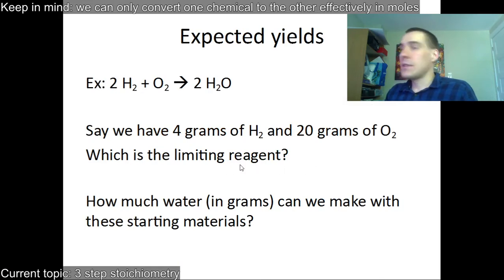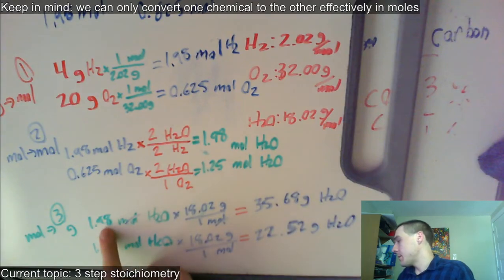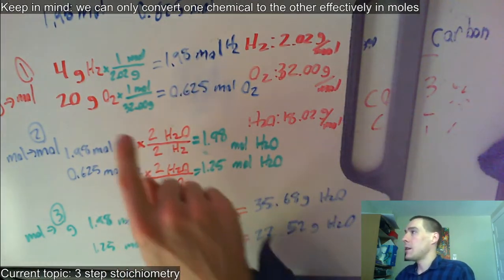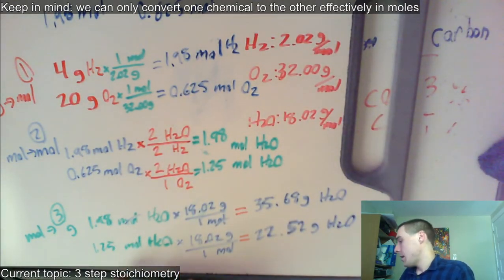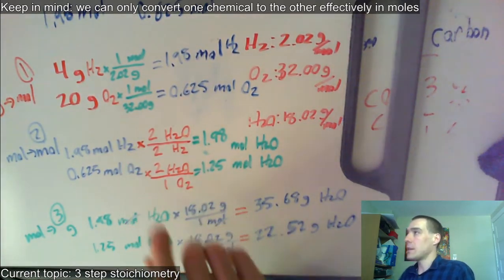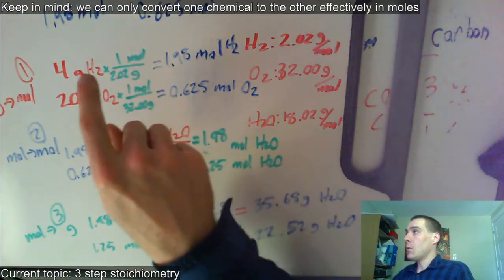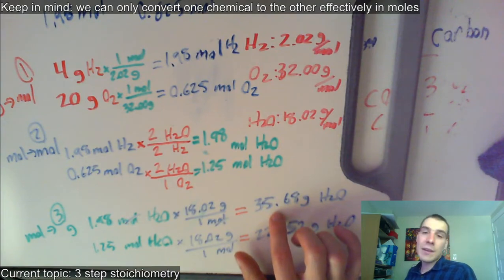And we can figure out which is the limiting reagent now. When we look at this, this one, the 1.98, came from the hydrogen. This one, the 1.25, came from the oxygen. Hence, the oxygen is limiting how much water we can make. The 20 grams of oxygen only makes 22.52 grams of H2O. Meanwhile, the 4 grams of hydrogen can actually make, if we had enough oxygen, 36 grams of H2O.